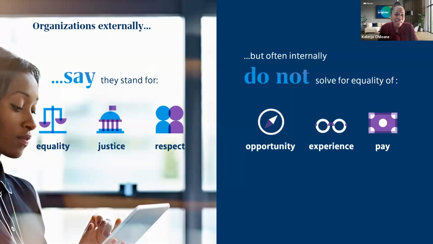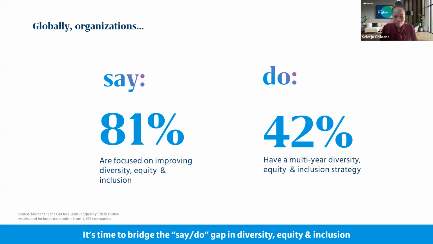Now, unfortunately, what we see is organizations externally, and perhaps as a response to all the external drivers that I mentioned earlier, say that they stand and support equality, justice, and equal respect for employees within the organizations. However, often internally, they don't put into place systems that ensure or solve for equality of opportunity, of experience, and of pay for the entire workforce.